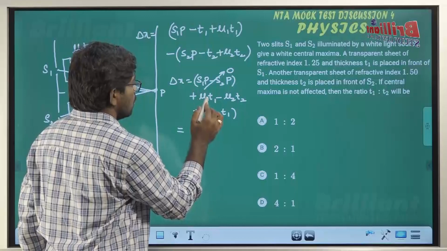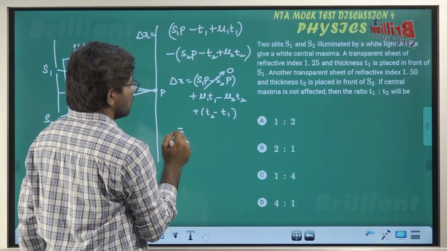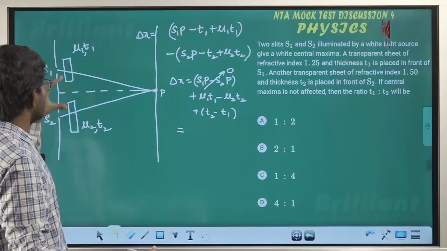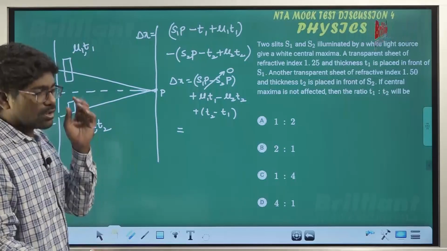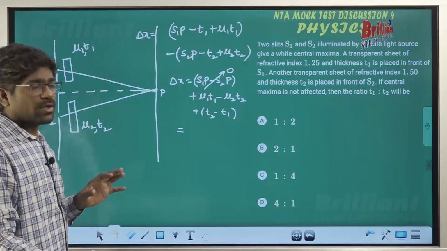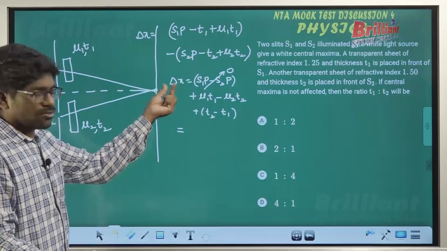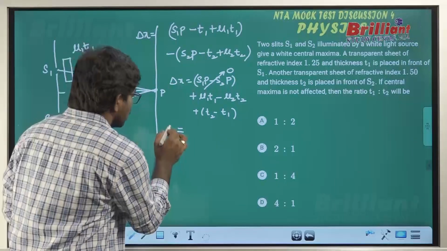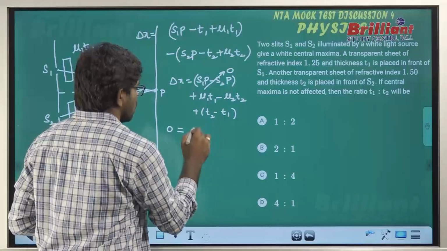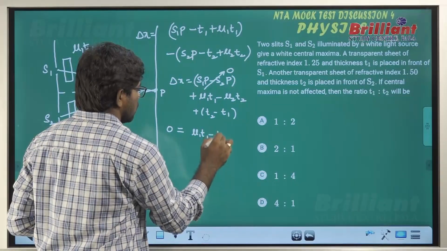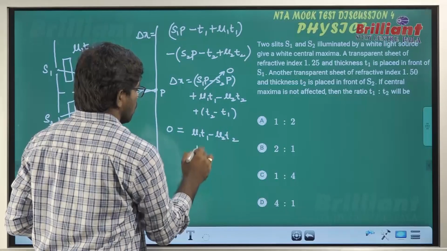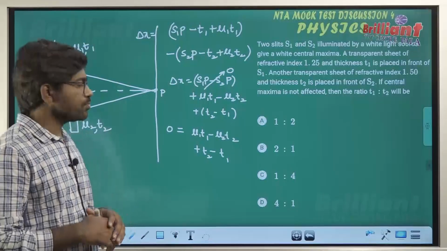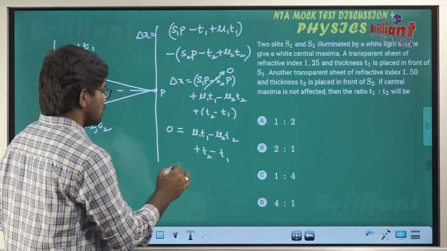Now, again, it's given that the central maxima is not affected. Even after keeping these two slabs, central maxima is not getting affected. If it's not getting affected, the meaning is delta x should again be 0, because the path difference should be 0 for central maxima. Then what are you left with here? nu1 T1 minus nu2 T2 plus T2 minus T1, right? Then substitute the values here.